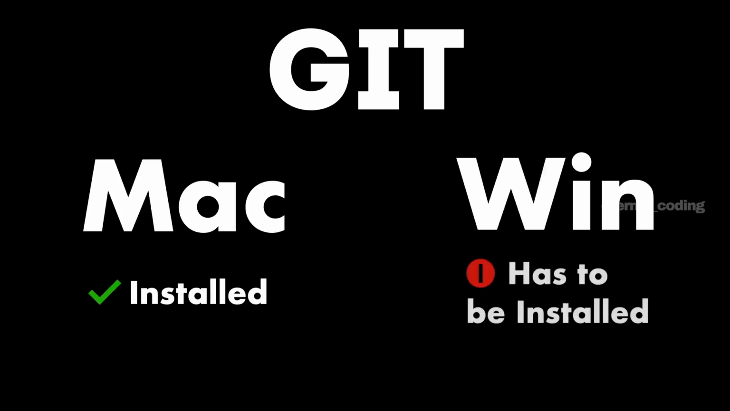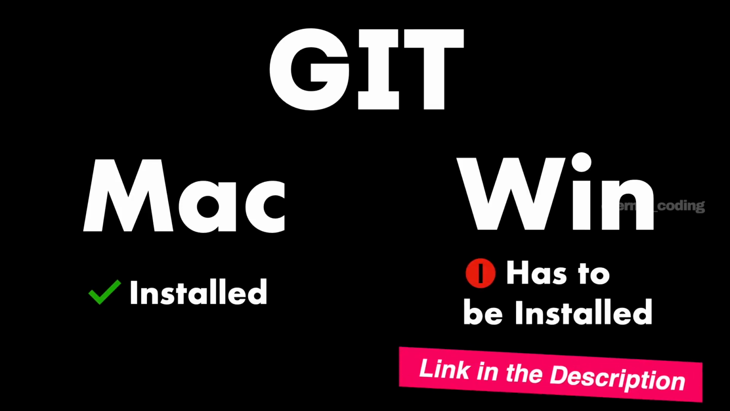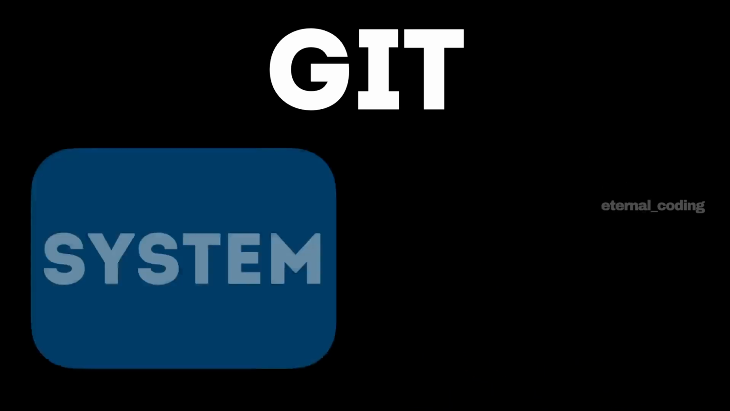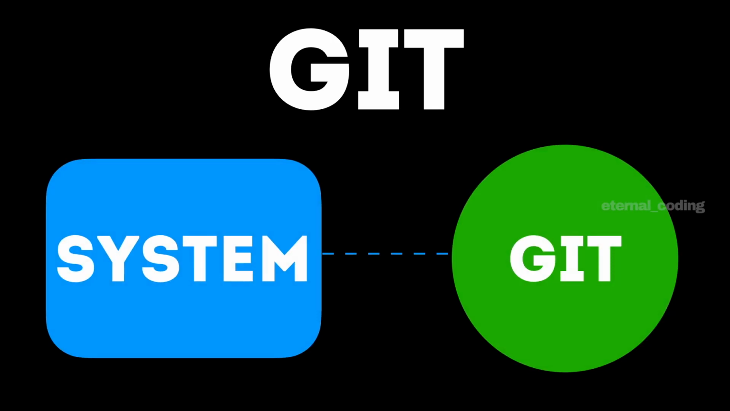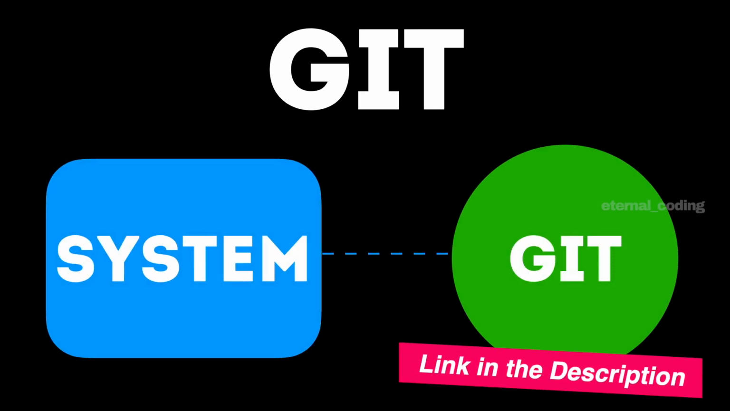For this, we need Git installed in our system first. For macOS, Git is automatically installed with the command line tools. For Windows, it has to be installed using the link I have shared in the description. After installing Git, we have to authenticate our Git account in our system, and it could be done by referring to the link which I have also shared in the description.